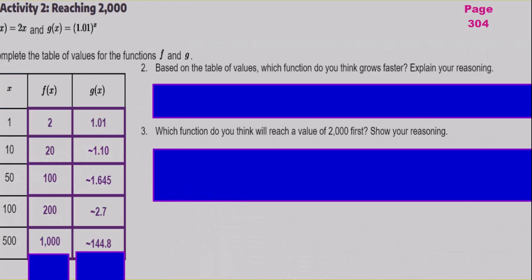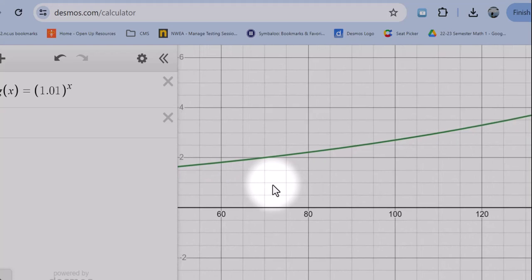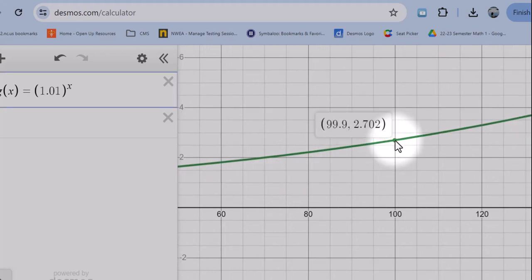50, 100, and 500. So 50 would be 30, 40, 50 would be right here. 1.65 approximately. You can write out to the nearest thousandth if you want. And then keep going over to 100. And so forth.